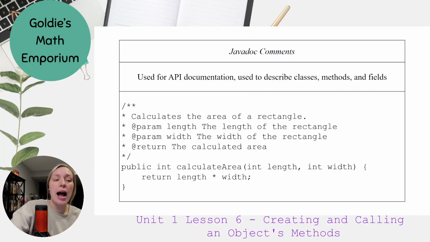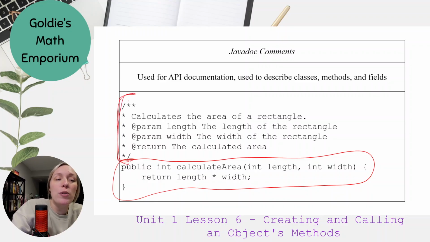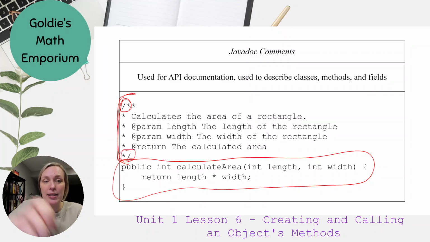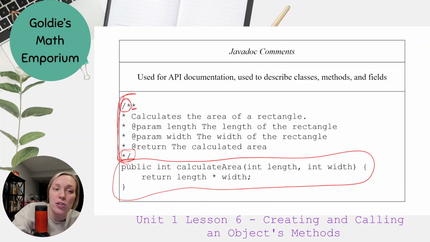So here I have a method called calculateArea. Right above that method, I have what's called a Javadoc comment. It starts off with a slash and two stars, and ends with that block comment ending. Between those is a very specific type of comment so that it's read correctly by the API documentation. There's a little star here. Each line starts with a star just to help organize it into the template. It says it calculates the area of a rectangle. So this would be the purpose of the method.